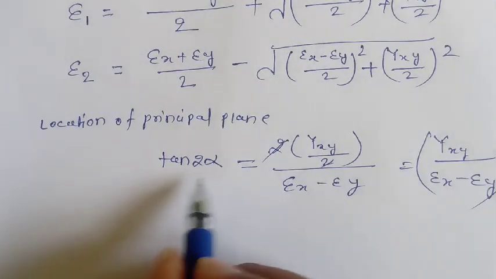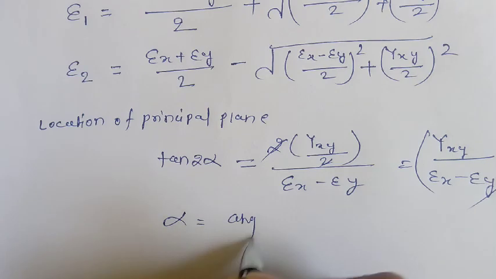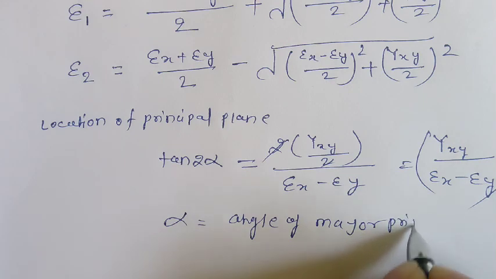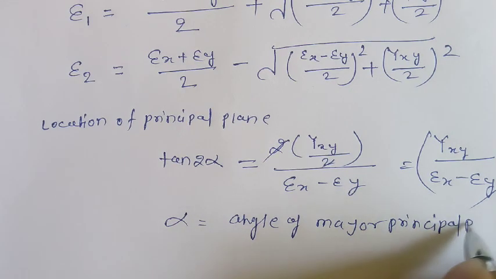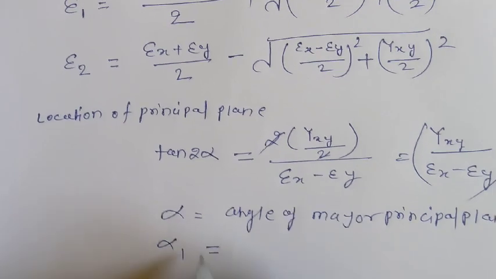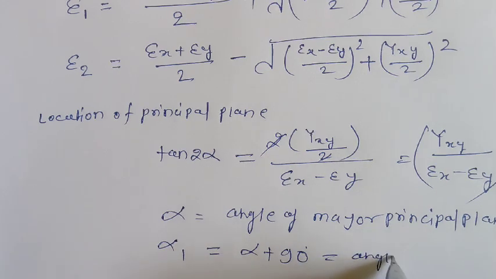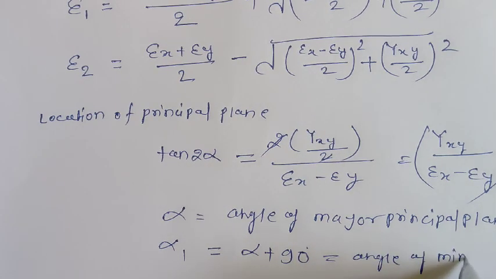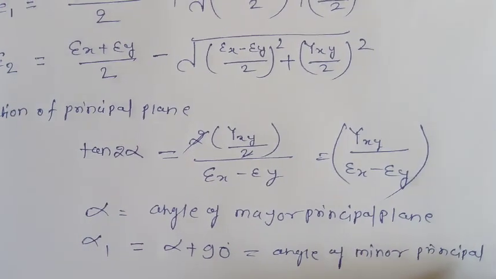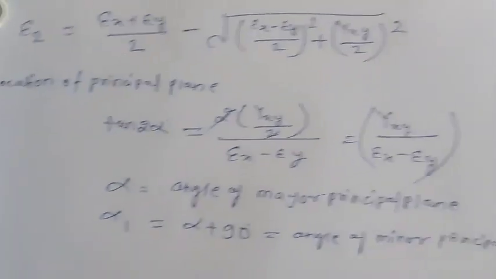From this we can get alpha, and alpha is nothing but the angle of the major principal plane. Similarly, alpha 1 we can find from alpha plus 90 degrees. That is nothing but the angle of the minor principal plane.